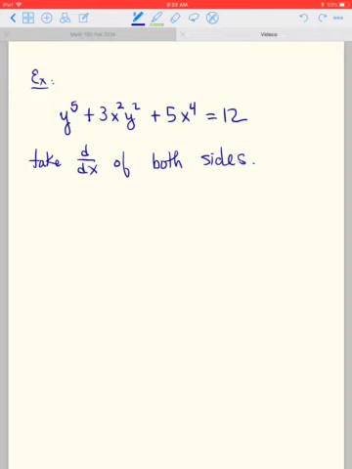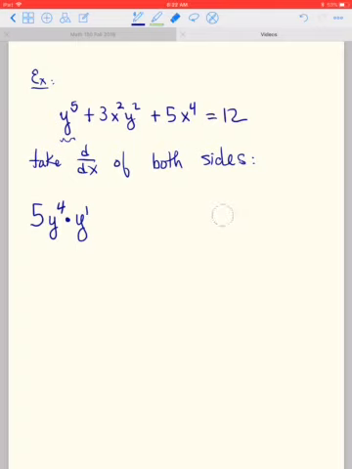So let's take the derivative of both sides. On the right-hand side, the derivative of 12 is going to be 0. Now, what's the derivative of y to the fifth? Well, the derivative should be 5y to the fourth times that correction factor. Remember, we don't know what function y is. If we tried to solve for y, it'd be a complicated function of x. But the chain rule says that the derivative of y to the fifth is just going to be 5y to the fourth times whatever y prime is. Okay. So that's our first term.